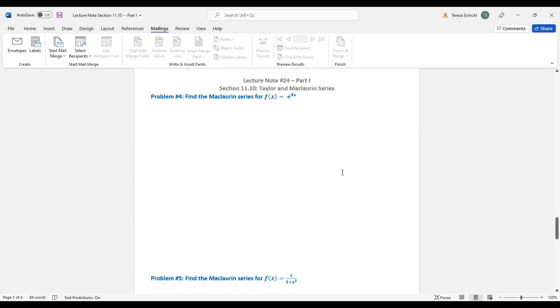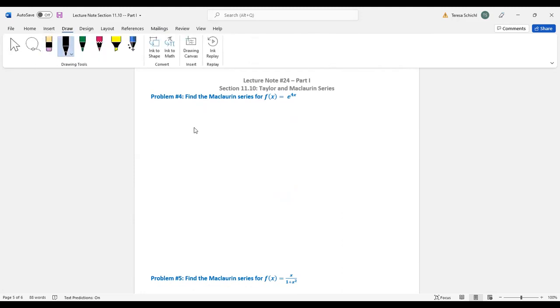For number 4, find the Maclaurin series for f of x equal to e to the 4x. Maclaurin series again, so what does that mean? That means a is equal to 0, right? So let's do this one more time: n equals 0, n equals 1, n equals 2, n equals 3. Let's see if we can see any pattern.